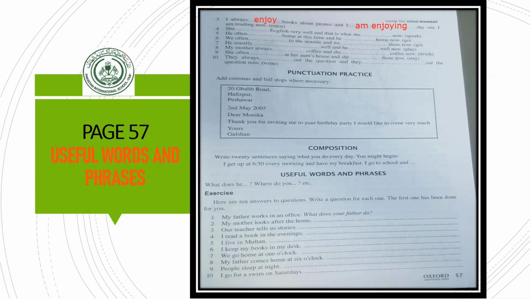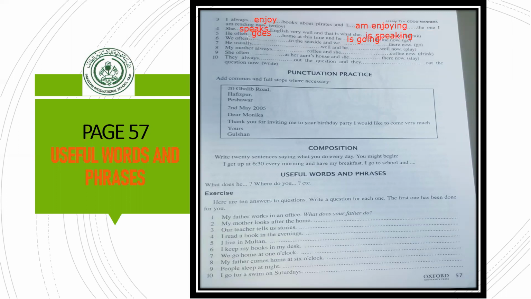Number 4, she dash English very well, and that is why she now speak is given. She speaks English very well, and that is why she is speaking. She is speaking now. Number 5, he often home at this time, and he dash home now. He often goes. Very easy, dear students. I think now you understood. Goes, and he is going. Very good. He is going now.